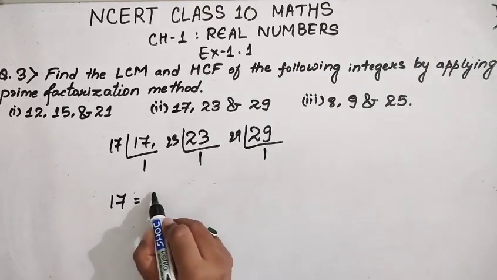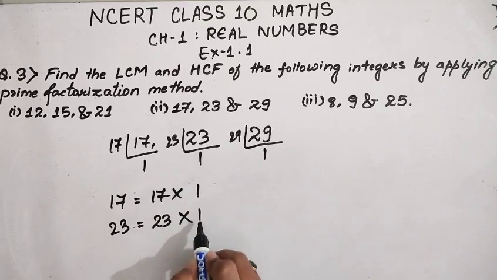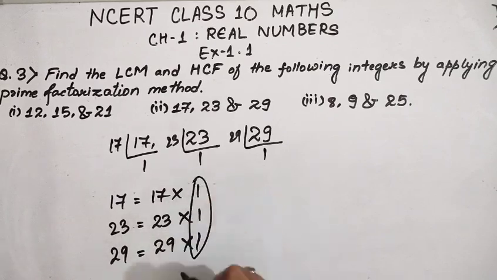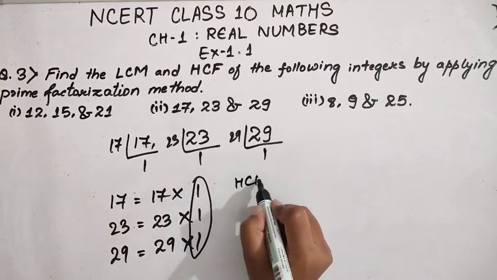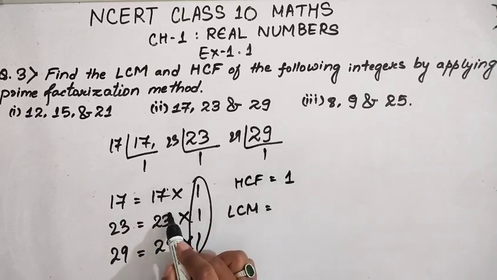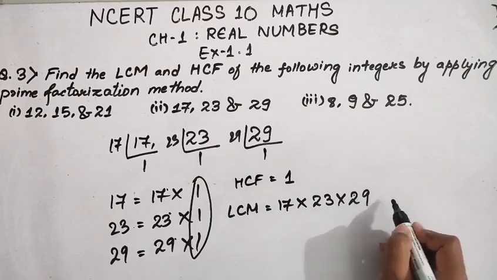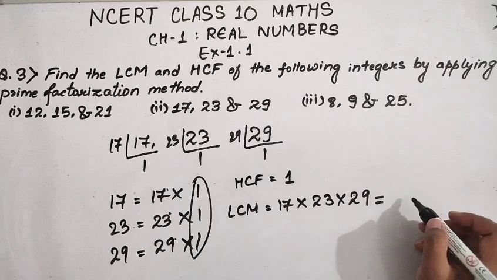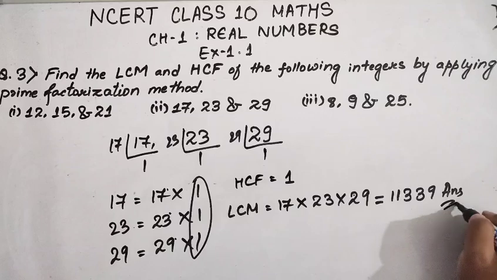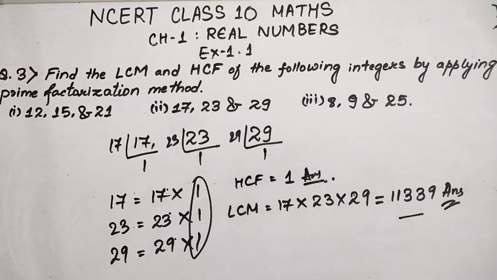Now for 17, it is 17 into 1. For 23, it is 23 into 1. And for 29, it is 29 into 1. We can see that the common factor is 1. So HCF equals 1. And LCM would be the highest power of all the numbers, that is 17, 23 and 29, which we multiply and that gives us the number 11339, which is your answer. HCF is 1 and LCM is 11339.